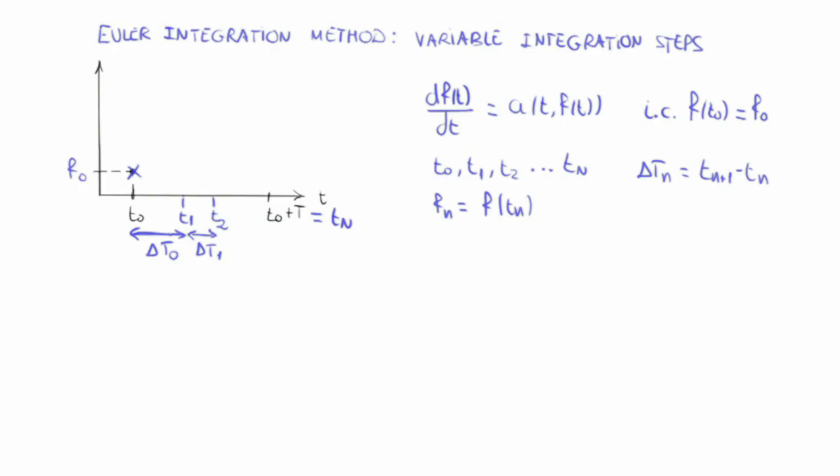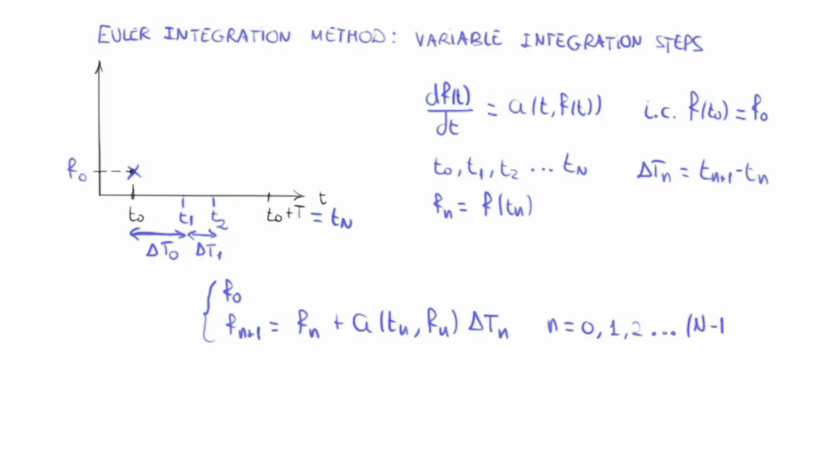The algorithm is very similar to what we had before. So all trajectories start at f0. The value of the trajectory at time tn plus 1 is given by this expression. A is evaluated at tn and fn, and then we're multiplying by delta t sub n. N is an integer that runs from 0 up to capital N minus 1.